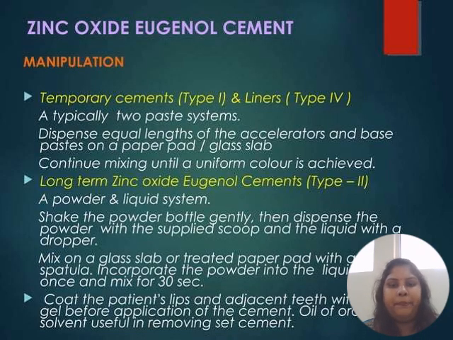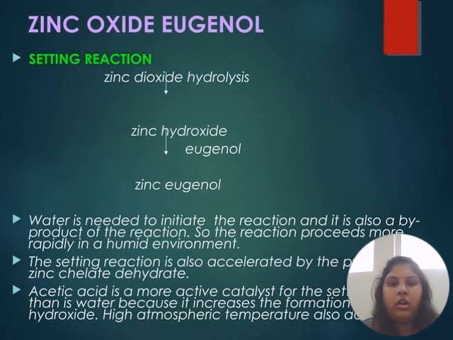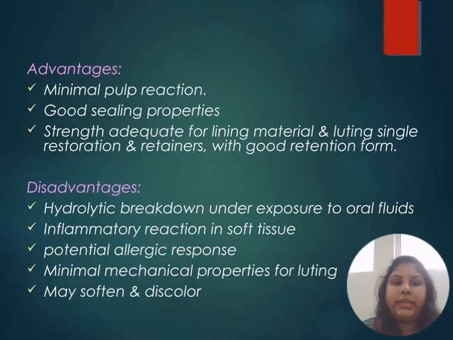Manipulation: temporary cements are type 1 and liners are type 4, and long-term zinc oxide eugenol cements are type 2. So in the zinc oxide eugenol setting reaction, you have zinc oxide hydrolysis followed by zinc hydroxide, eugenol, and then followed by zinc eugenolate. The advantages are minimal pulp reaction, good sealing properties, and adequate strength when used as a lining material, and for luting of single restorations and retainers with good retention form.